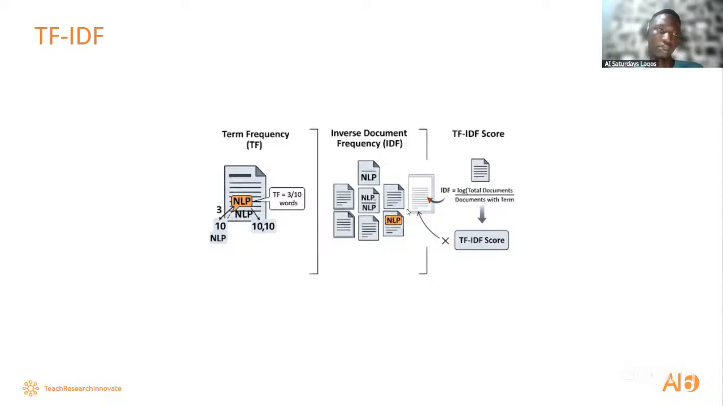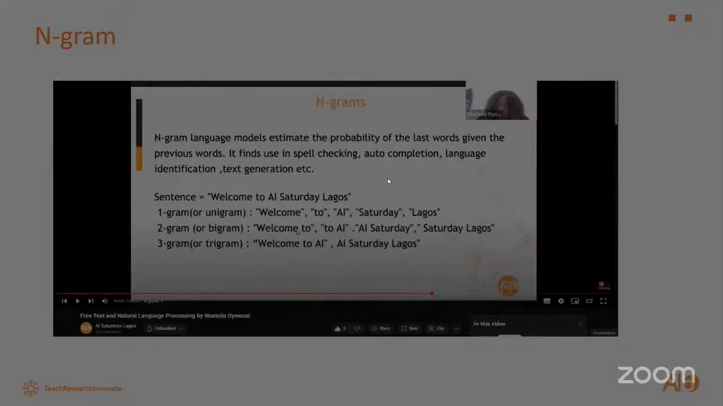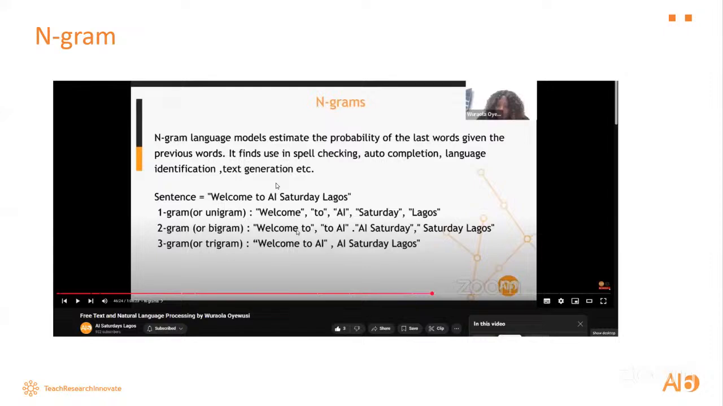All right, thank you. The next one we'll be considering is TF-IDF, term frequency and inverse document frequency. Before we do that, let's go back to n-gram. So now we know that for 1-gram, we used the word before to predict the next one. But the question is, how do you estimate the probability?